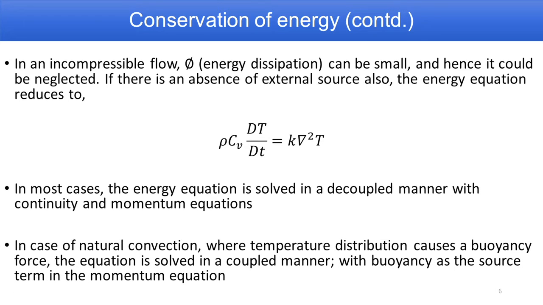But in a problem where there is natural convection, where the temperature distribution causes a buoyancy force, this procedure is not applicable. We need to solve the energy equation in a coupled manner with the momentum equation, because in a natural convection problem the buoyancy force acts as an external source term in the momentum equation. Hence, we have to solve the energy equation as and when we are solving the momentum equation, which is going again as a source term in the momentum equation.